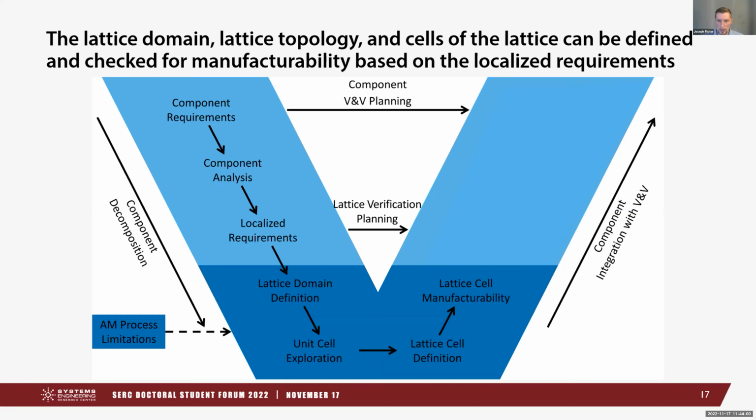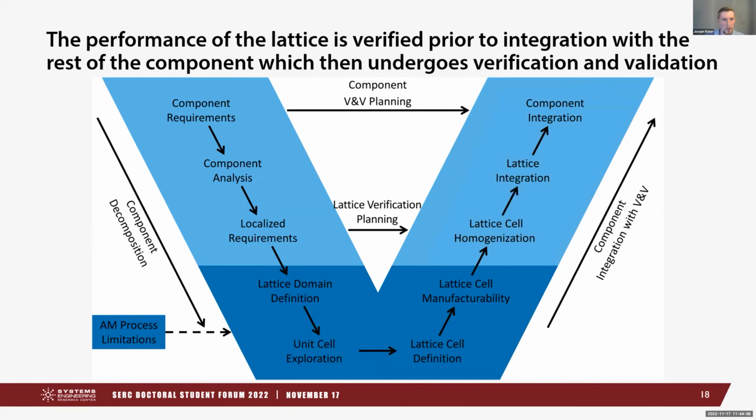On your way, as you start to move back up the V, you're going to check to make sure that those lattice cells you defined are actually manufacturable using your process. And then we can move to the rest of the integration with verification and validation. So you're going to apply a homogenization technique, which I'll talk about a little bit more in the example, to make sure that you're meeting those localized requirements. Then the lattice can be integrated, and then that can be integrated into the component, where you can then follow out your verification and validation plan.